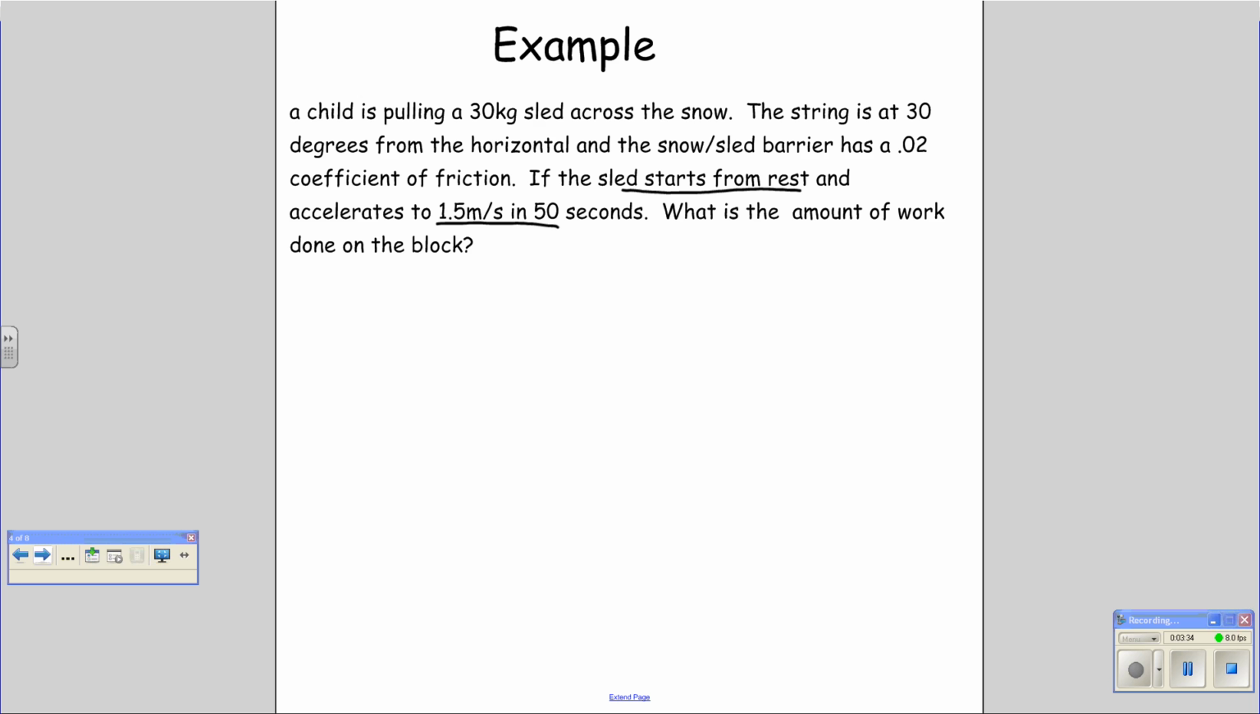Okay, so we have a sled. Gravity is acting on it. I'm going to use Fg since we're in the work unit and there's a lot of W's. Friction acting against it. Normal. And then we have our tensional force broken into two components: tension cosine theta and tension sine theta.